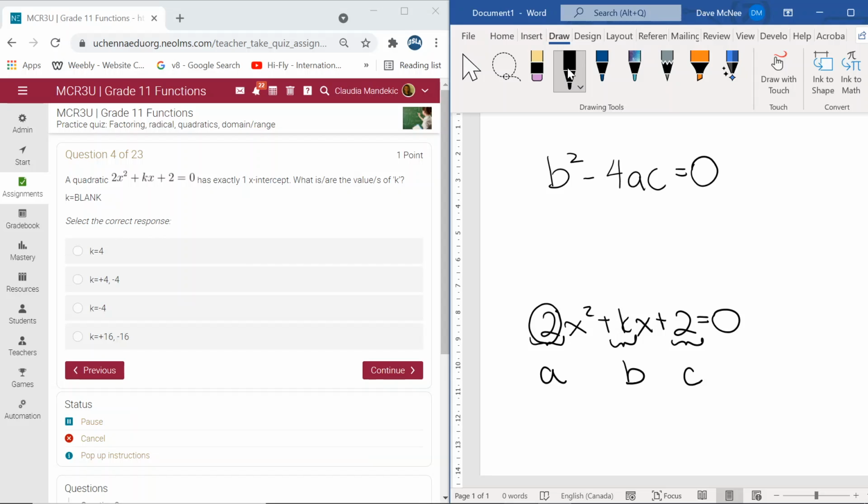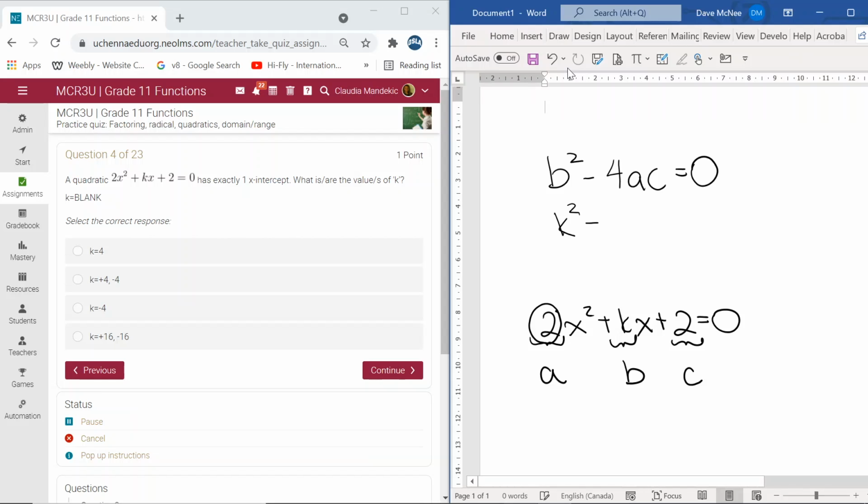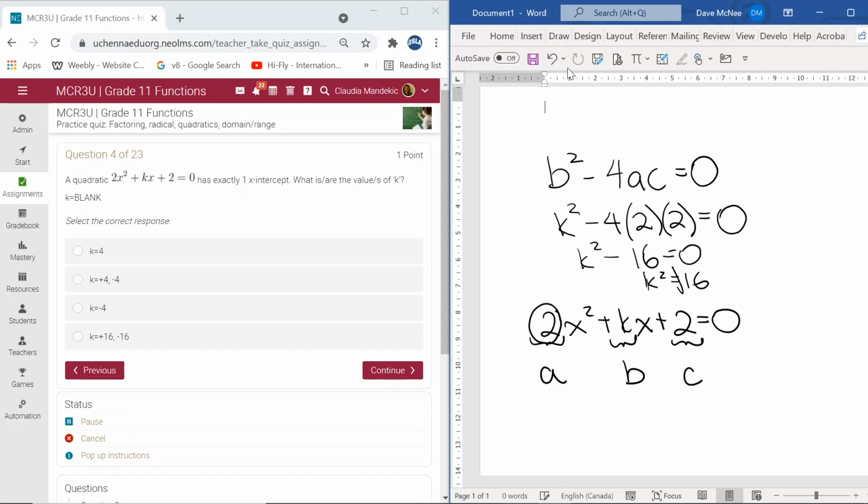And I could easily do that to try and throw you off. Anyway, now that I've got my a, b, and c, I can go ahead and figure out what the discriminant is. So b is k, so I'll have k squared minus 4, a is 2, c is 2, making it equal to 0. Here I can figure out that it's k squared minus 4 times 2 is 8, times 2 is 16, is equal to 0. Then I'll say k squared is equal to 16. And then I'll take the square root of 16. And what's the square root of 16? Well, you should know that it's plus or minus 4.